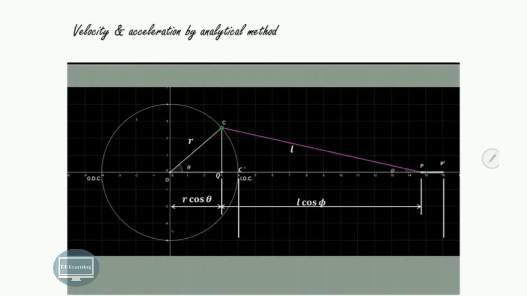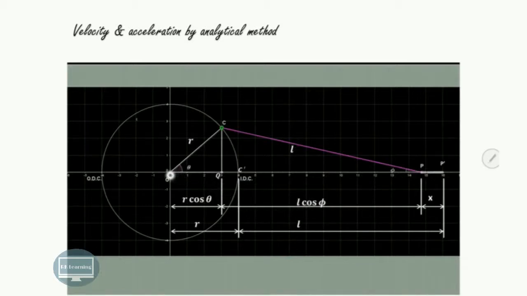Now, as you can see over here, in this right angle triangle O, Q and C, this OQ will be nothing but the adjacent component, so it is R cos theta. Similarly, in this right angle triangle P, Q and C, this QP is the adjacent component, so hypotenuse is L and this angle of obliquity is phi. So this particular QP distance is nothing but L cos phi.